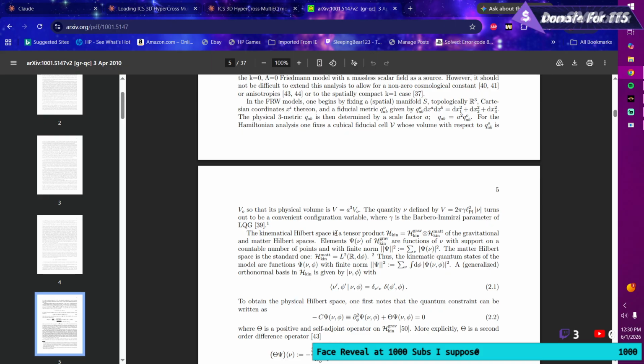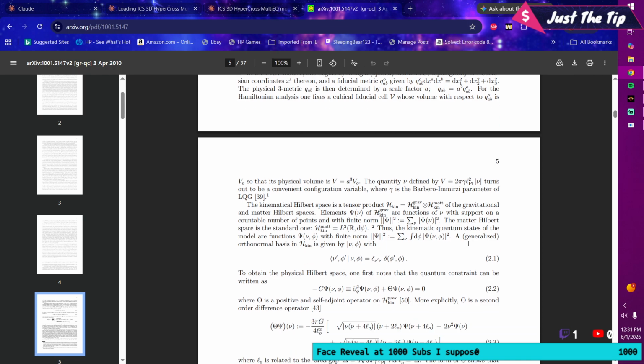The kinematic Hilbert space is a tensor product: the kinematic gravity space and the matter space, the relationship between gravity and matter. Gravitational Hilbert space elements: a countable number of points with finite norm, where the absolute value of psi squared equals the sum over v of the function psi(v) squared.